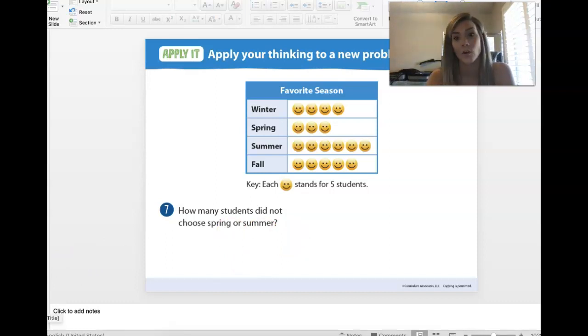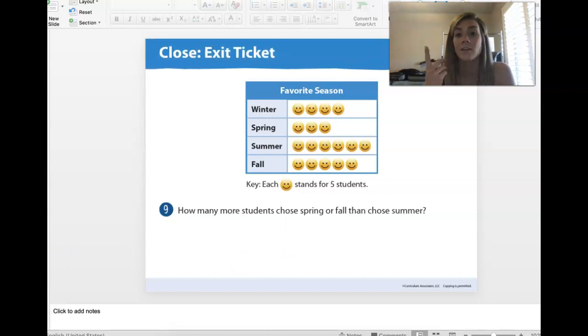And then the next one that you are going to work on is, again, favorite season. Winter, spring, summer, fall. Our key, each little smiley stands for 5 students. How many more students chose spring or fall than chose summer? How many more? So really be paying close attention to those key words. So remember, question 7 and question 9 are in a Google form in our classroom for you to complete today to let me know that you've listened to the lesson and practiced solving picture graphs.